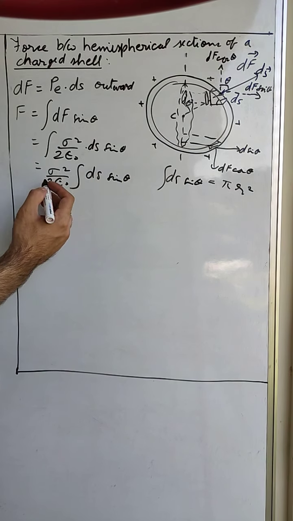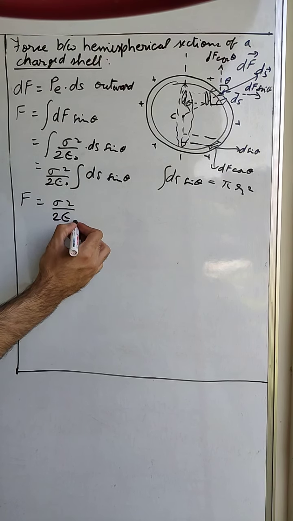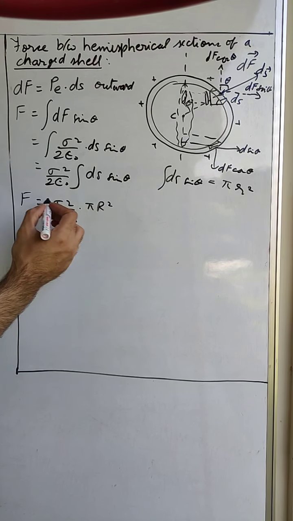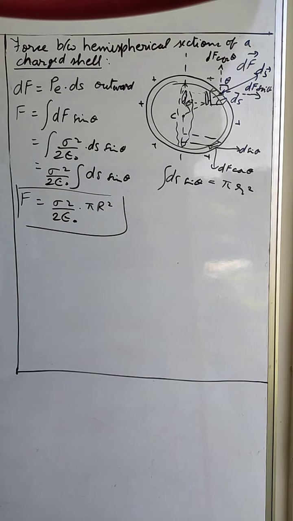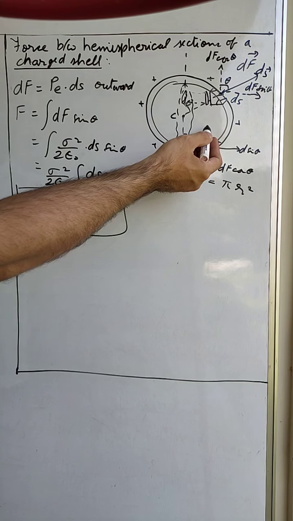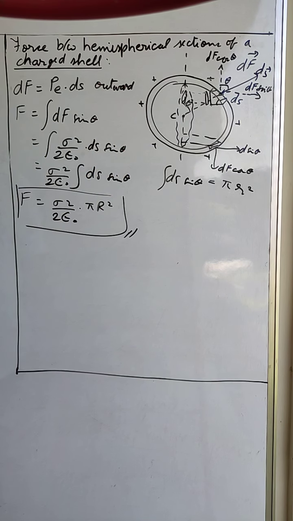So we can directly put this result here, and we can write that the force equals sigma square upon 2 epsilon naught into pi r square, where r is the radius of the base. Now this is the force applied by the right side of the hemisphere on the left side, and by Newton's third law we can say that the left side of the hemisphere will also apply the same force on the right side of the hemisphere. So this is a very important result as far as numericals in the JEE are considered.